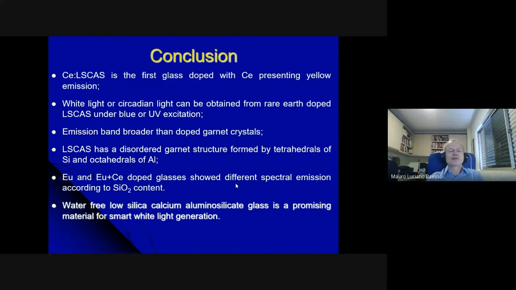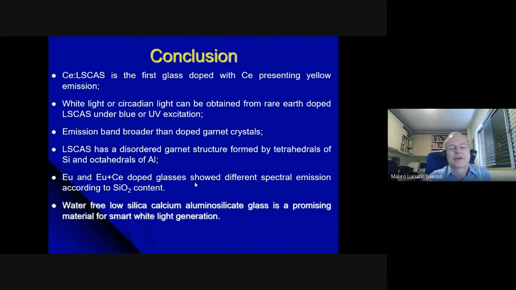Well, I'm going to conclude. Some remarks: in fact, the low silica glass that we are working on is the first glass doped with cerium presenting yellow emission. White light or circadian light can be obtained from various dopants, like europium, in low silica glass under blue or UV excitation, or both. The emission band is broader than doped garnet, it's a very important aspect. The emission band is broader than crystals.